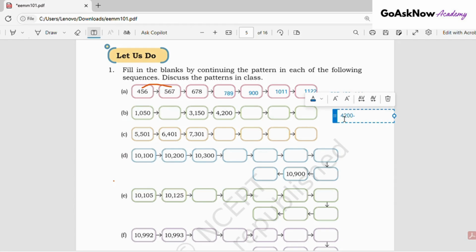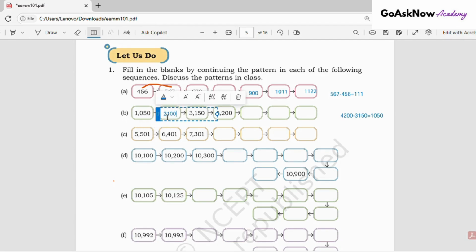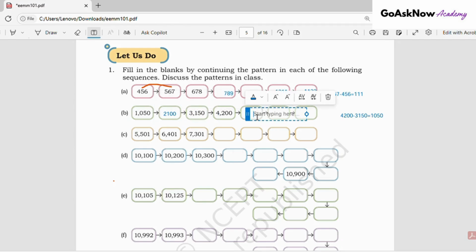4,200 minus 3,150 equal to 1,050. The pattern is the difference between the terms is 1,050. 1,050 plus 1,050 is equal to 2,100. Then 4,200 plus 1,050 is equal to 5,250.